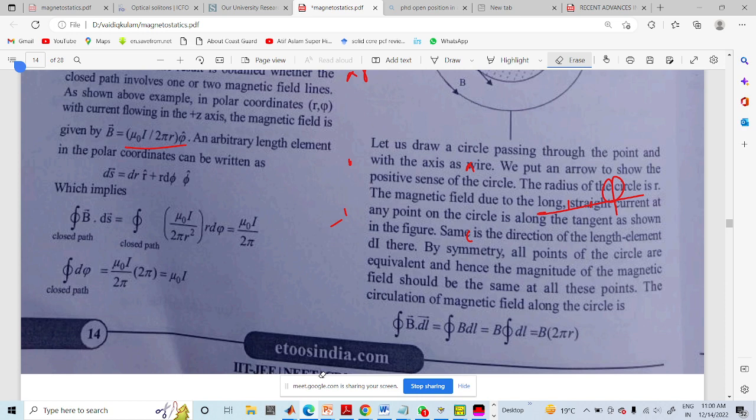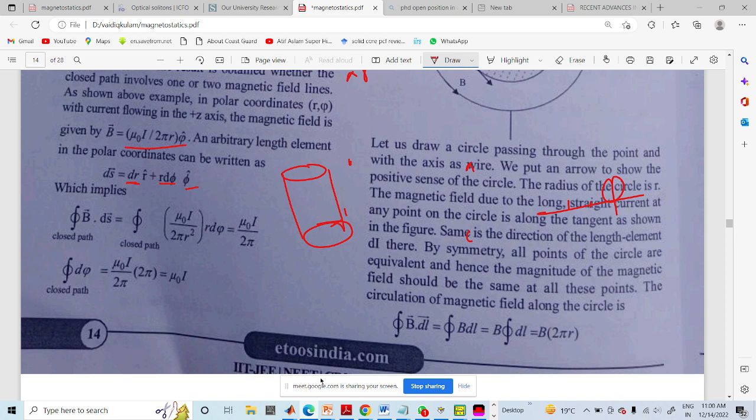So this r, if I write it in cylindrical form, in cylindrical coordinates, it will be dr r cap, r d phi phi cap. If we have a cylinder, so in a cylinder we have to write dl in this form: dr r cap, r d phi phi cap.